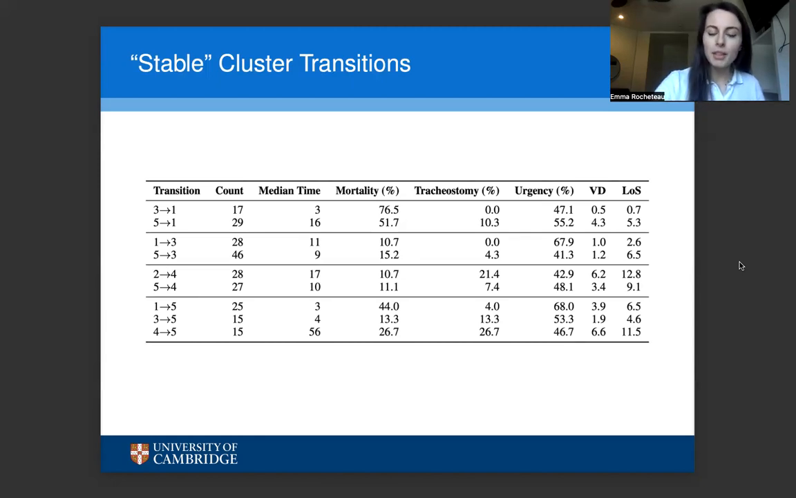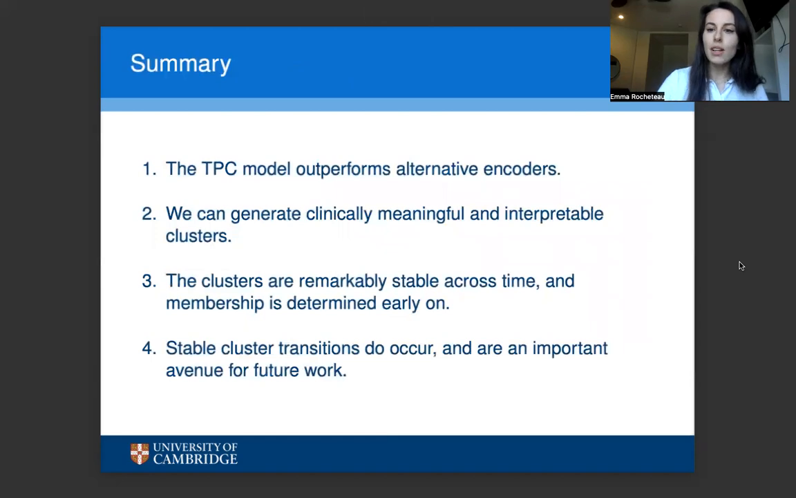We're performing further analyses on these cluster transitions because we believe that they could reveal some important causal factors which could influence outcomes or identify important time points in which we could intervene to change the eventual outcomes. To summarize, we've shown again that the TPC model outperforms alternative encoders, which is consistent with data in MIMIC and eICU. We've also shown that we can generate meaningful and interpretable clusters.